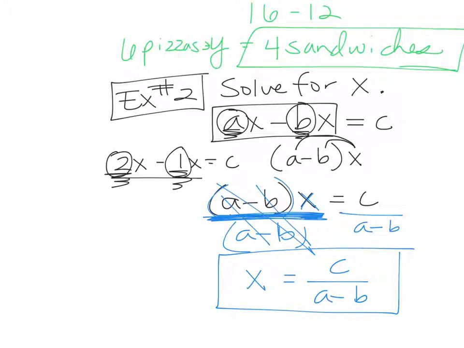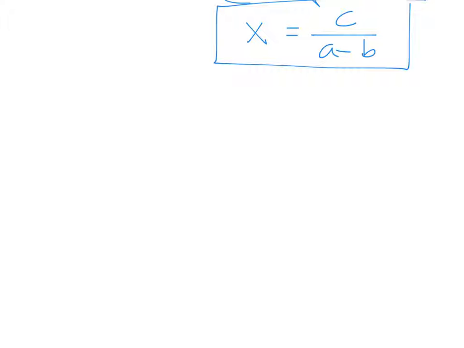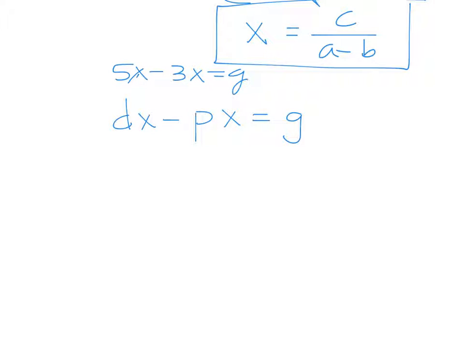Okay, we're going to do another one just like it. Let's say we have dx minus px equals g. Okay? Think of it with numbers. 5x minus 3x equals g. Look at what you would do right here. You would do 5 minus 3 is 2, and then you'd multiply by the x, right?